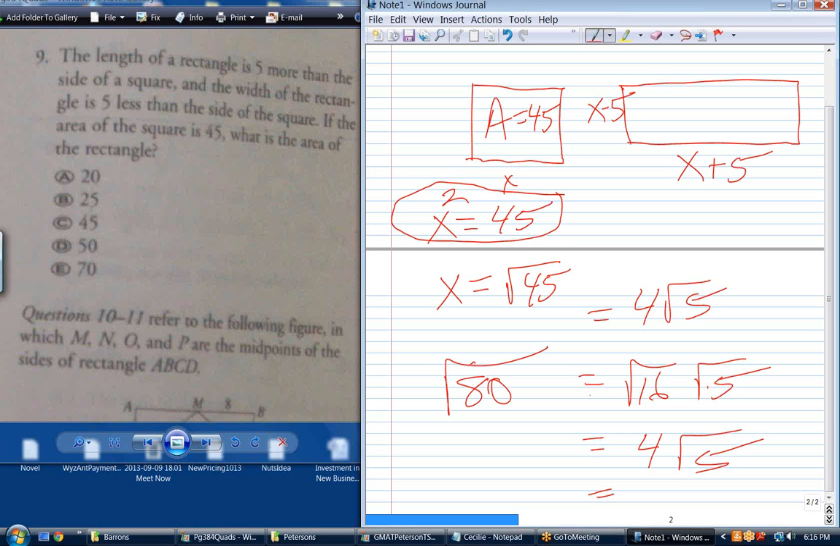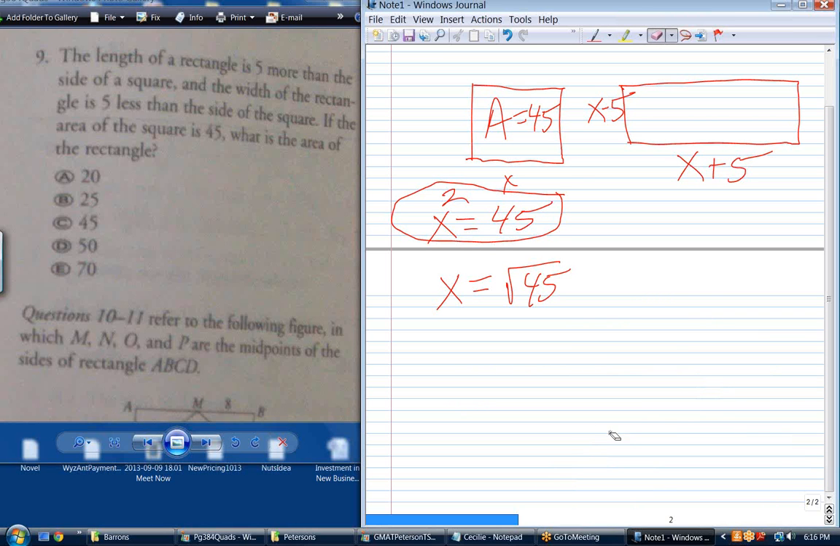Okay, so the square root of 45. In this particular problem, we don't even need to simplify it, but I wanted to go through that anyway. So let's go ahead and simplify it. What is that? Square root of what times square root of what? 5 and 9. Okay. So it's 3 square root 5.